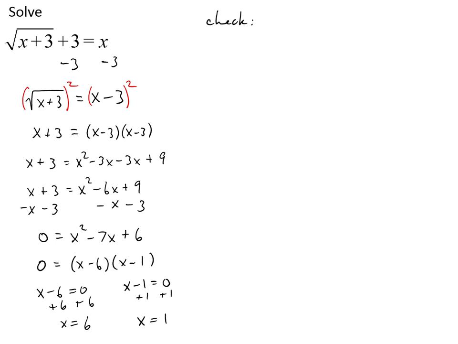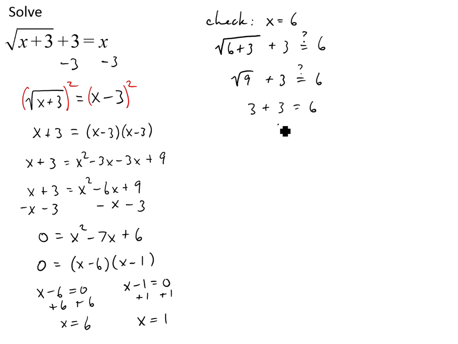So I'll start by checking the x equals 6. I'm going to go back to the original equation and replace the x's with a 6. So I have the square root of 6 plus 3 equals 6. Let's see if we get a true statement there. So 6 plus 3, that's 9. So this is the square root of 9 plus 3 equals 6. The square root of 9 is 3. And 3 plus 3 equals 6. That is a true statement. So the x equals 6 is a valid solution.